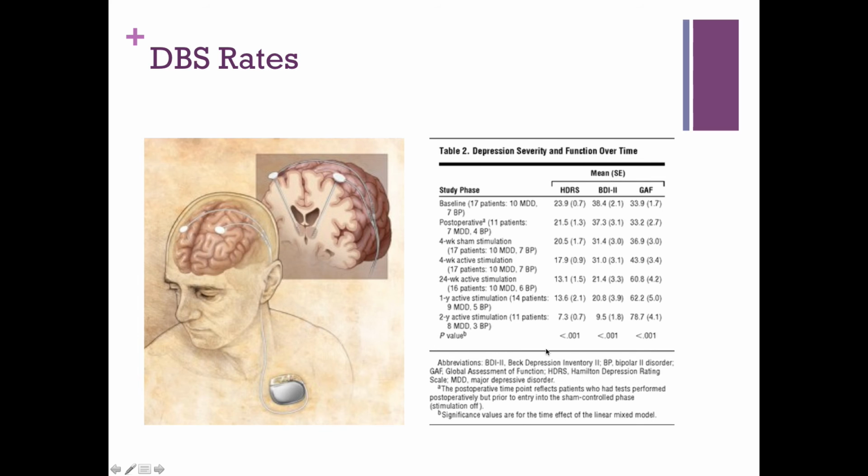This is depressive severity and function over time, baseline, postoperative. Sham means that they implanted an electrode. This is why I don't want to talk anymore, I'm getting tired. They implanted an electrode, but it didn't have the pulse that they needed. Why you do a sham surgery instead of just a control group is, what if that person's effects were just from the surgery or just from the anesthesia? So they have all the same protocols as somebody with an actual working deep brain stimulator, but it doesn't actually work. It's just implanted. Isn't that fun?